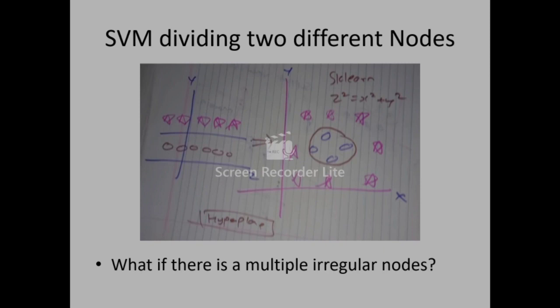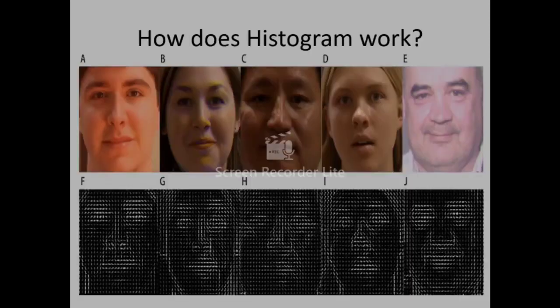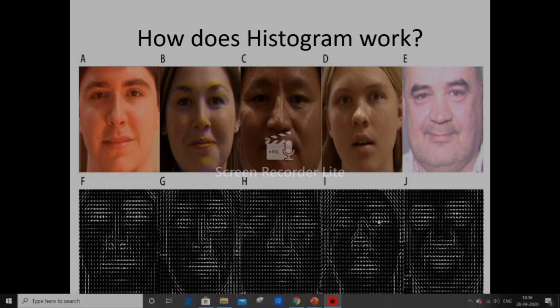This is how the histogram works. It takes the features of the face and it detects the corners and edges of the face to give curves and points in the image.